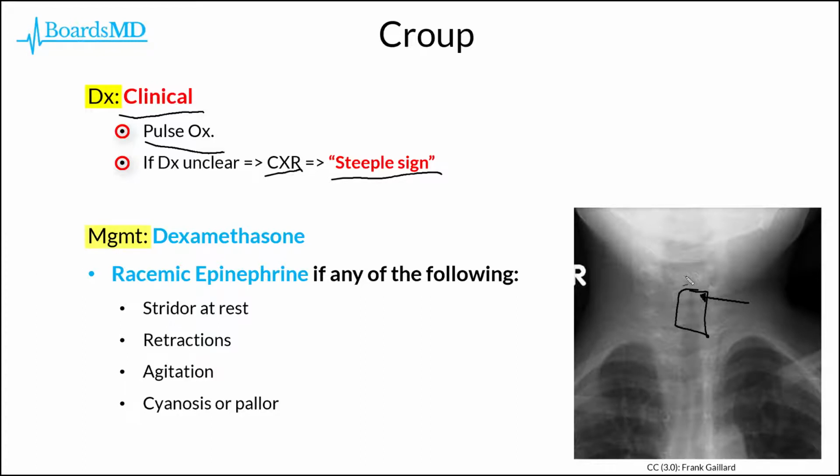In terms of management, we treat croup with the use of dexamethasone, which is a steroid. Additionally, we should also give racemic epinephrine if we see any of the following signs and symptoms. These include having stridor at rest, retractions, agitation, or having cyanosis or pallor. The dexamethasone helps to knock down some of the inflammation that is involving the larynx and the trachea, while the racemic epinephrine helps to open up the bronchi, leading to bronchodilation and improved breathing in these patients. However, we should reserve the racemic epinephrine for any of these cases that we've described below.